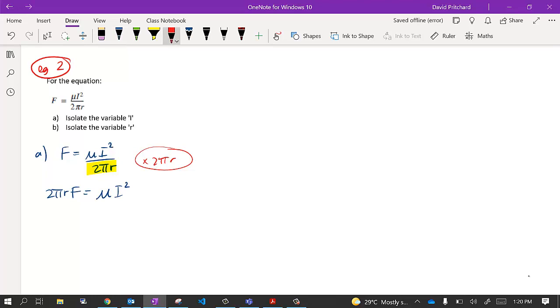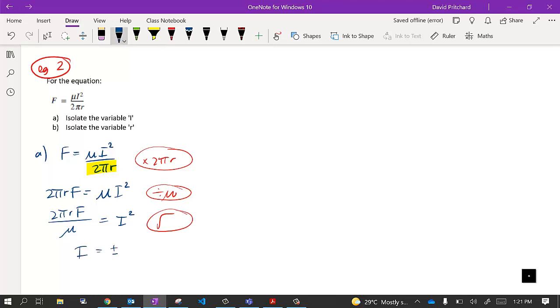Now I want to get rid of mu, so I can divide by mu. And that gives me 2 pi r F on mu is equal to I squared. And the last one is we want to square root in order to get rid of that square. So we end up with I is equal to plus or minus.